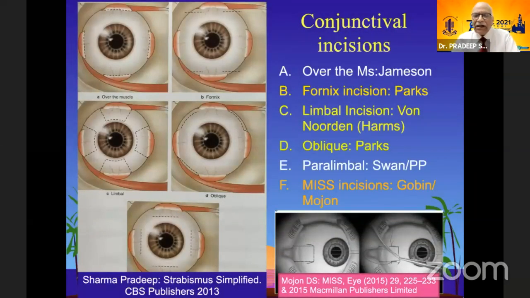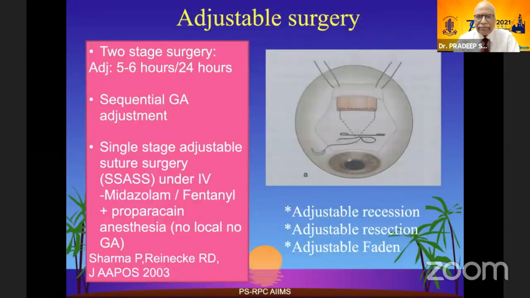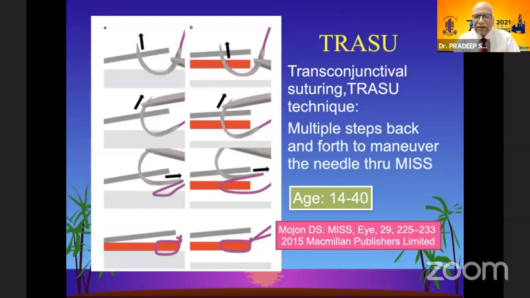Coming to the conjunctival incisions, I think initially Dr. Vaishnavi had shown a schematic diagram. The MIS, or minimally invasive strabismus surgery, described by Mojon and Mojon, is there. As Mojon himself has described, you need to relearn the transconjunctival suturing technique. Otherwise, there will be a lot of problems.